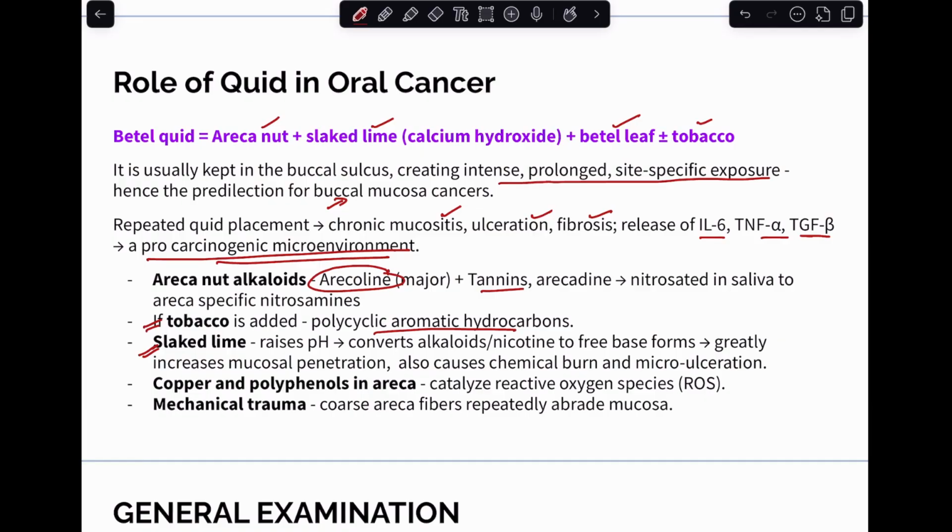Third component is slaked lime. Slaked lime is calcium hydroxide basically. It raises the pH in the oral cavity. And in this raised pH, the conversion of alkaloids or nicotine to free base forms increases, therefore leading to increased mucosal penetration, which can also lead to chemical burns and microulceration. Now, areca also contains copper and polyphenols, which catalyze reactive oxygen species. And the last mechanism of action is mechanical trauma. The coarse areca fibers can repeatedly abrade the mucosa. So, this is how betel quid can lead to the development of oral cancer.